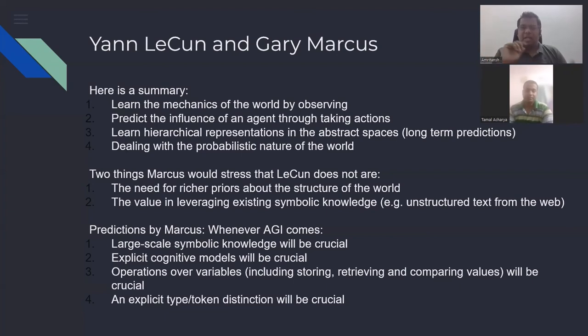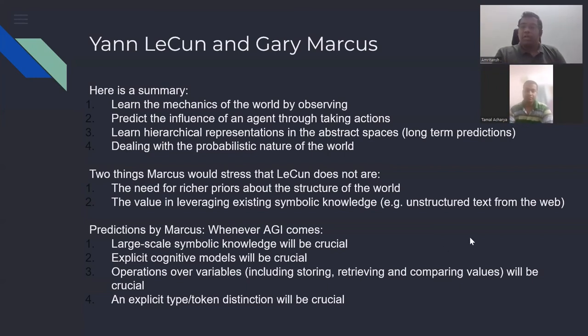Now, Gary Marcus says that whenever AGI or something like AGI comes, large-scale symbolic knowledge will definitely be crucial, and this is where the knowledge base becomes very important. You will require explicit cognitive models. We want to do operations over variables, including storing, retrieving, and comparing values. So it is not just simple gradient manipulation. An explicit type or token distinction will be crucial, because what you are explicitly determining as type or token is very important. You cannot expect everything to be learned from scratch. And I think this is the major difference between both of them.